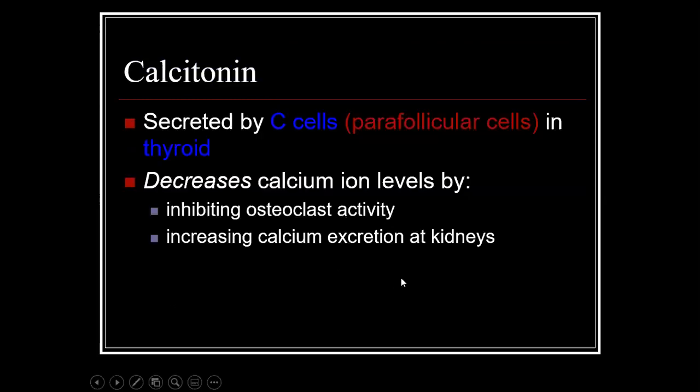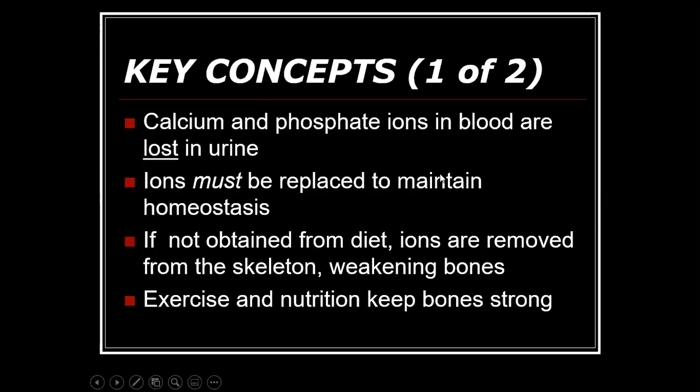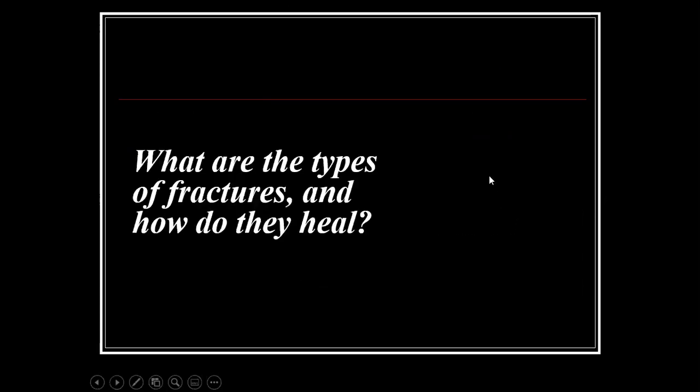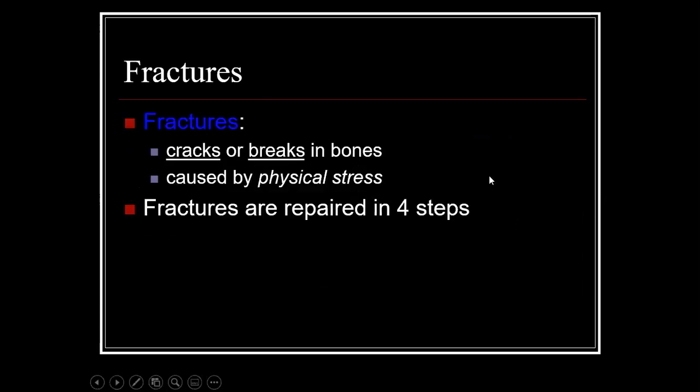So there you go. Calcium and phosphate ions in blood are lost in urine. Ions must be replaced to maintain homeostasis. If not obtained from the diet, ions are removed from the skeleton, weakening the bones. Exercise and nutrition keep bones strong. Yay.